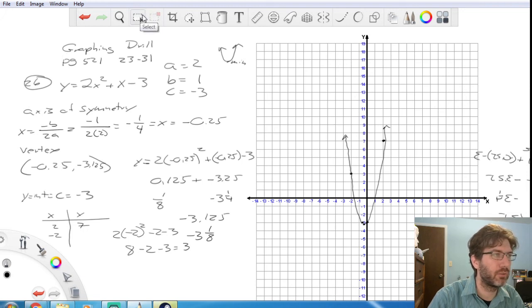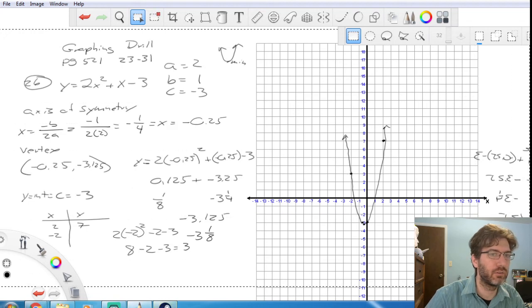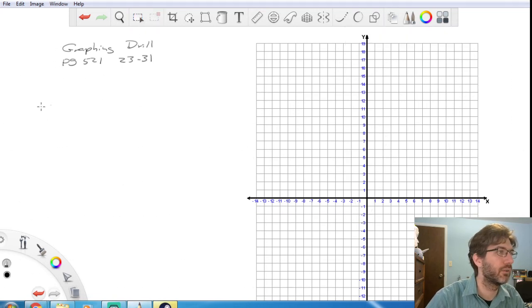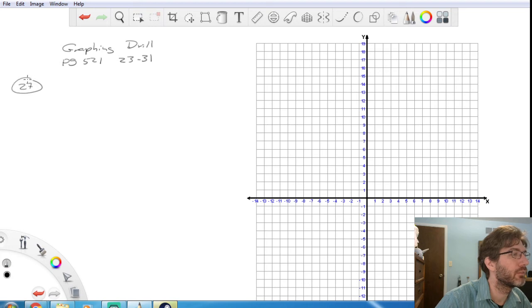I am not going to have time to do all of these today. If there's any specific ones that you would like to look at, throw in the comments. But hopefully this is all one layer. Yeah, look at that. So let's look at 27.